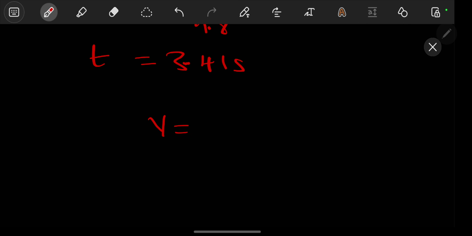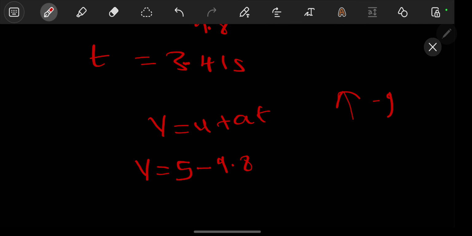we can say our v should be equal to u plus at. So we have everything. What is our initial velocity? Our initial velocity is 5. Then we have the gravity. Since it was slightly moving up, the gravity will be negative. So we have minus 9.8. Then we have the time taken, it's 3.41.